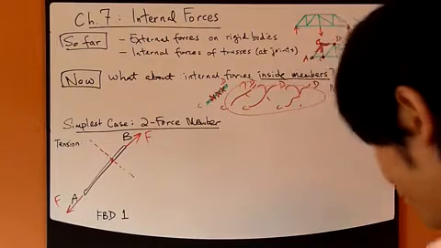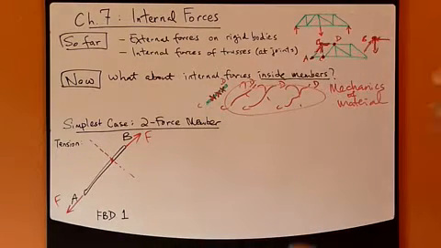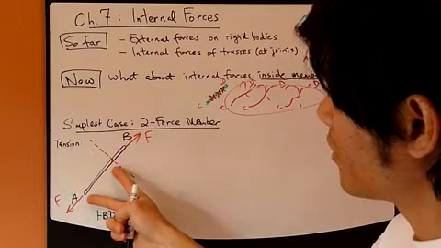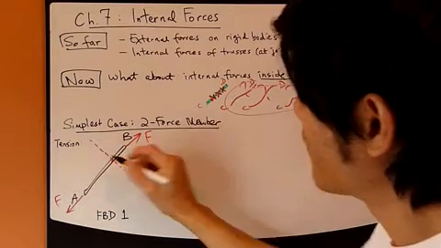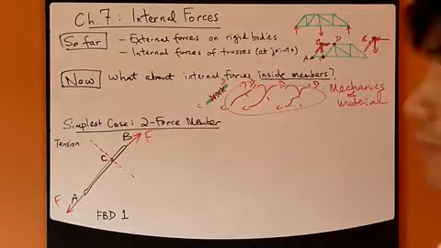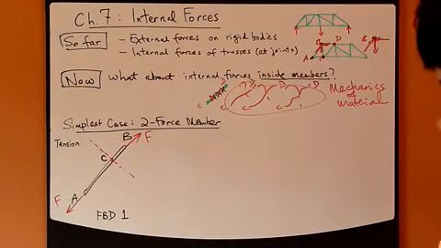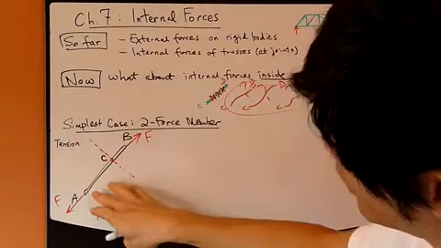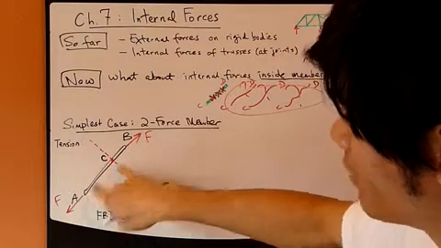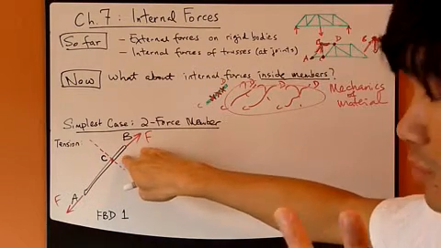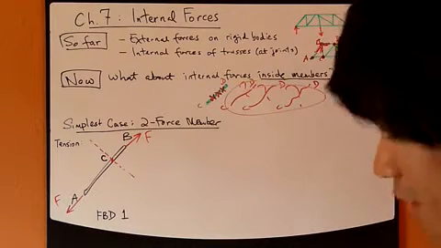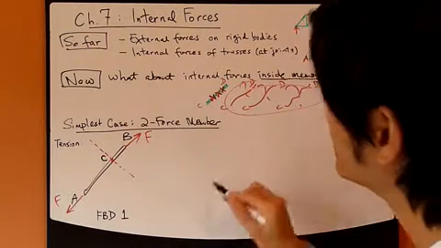And then what you get is two sections now: this section and this section. Let's call this point C, C for cut plane. So now, from one rigid body, I get two rigid bodies, two sections. And for each section, I can actually draw a free body diagram.